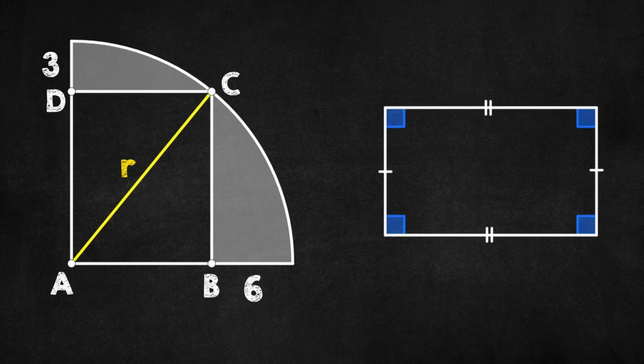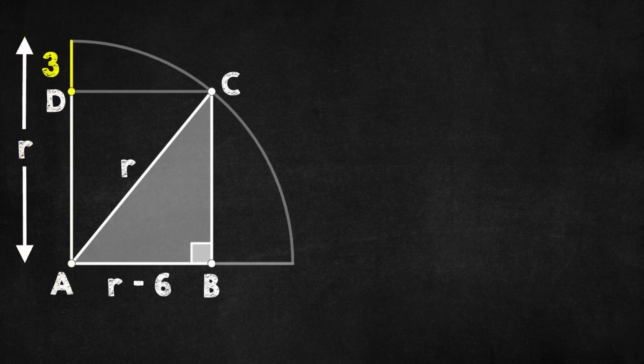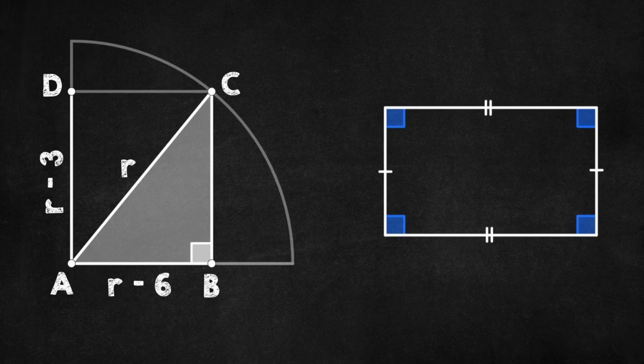Recall that rectangles have corner right angles, so corner B must be a right angle. Now we have formed the right triangle ABC as highlighted. But the problem is, we don't know yet the measures of its legs. Since the radius is r, we can use the segment subtraction to find AB. AB is equal to r minus 6. Similarly, AD is equal to the radius r minus 3. Recall that rectangles have congruent opposite sides, which means the length of BC is also r minus 3.